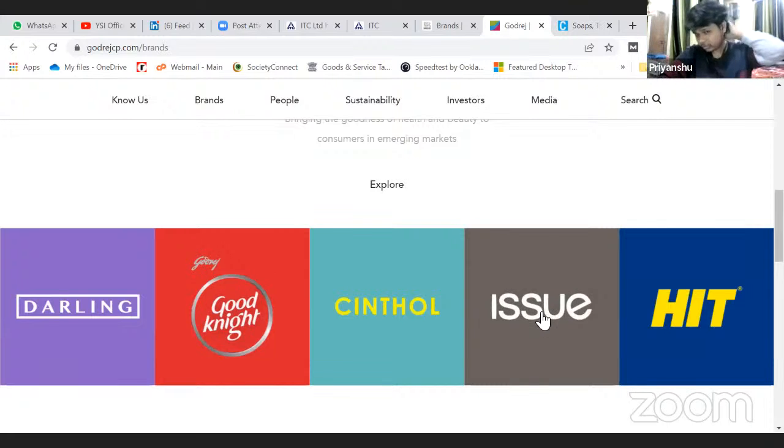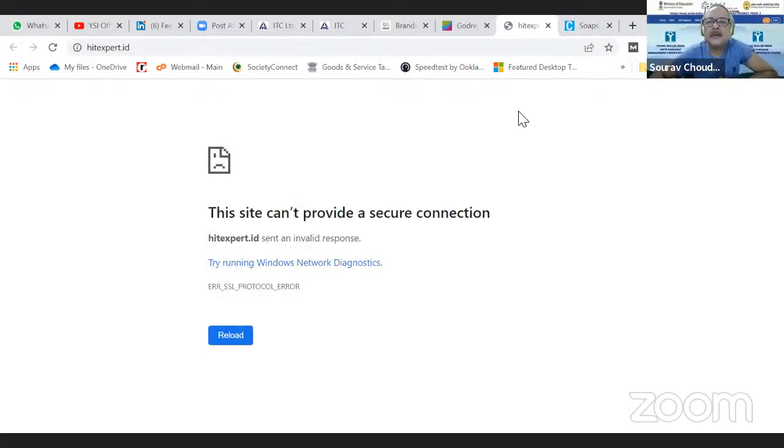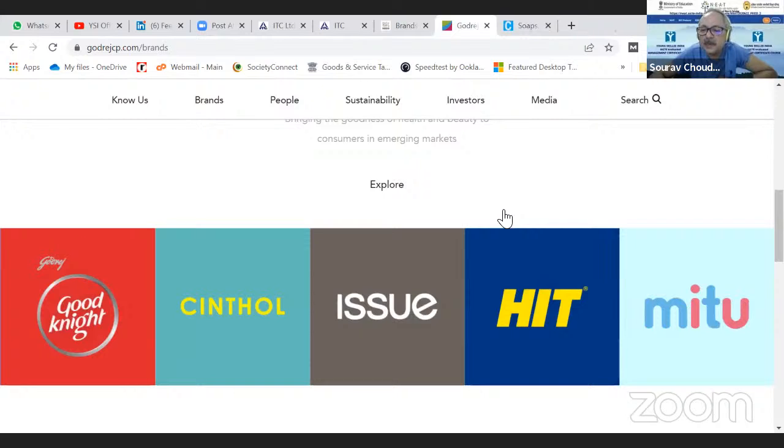So earlier Tata and Godrej were the same, right? Tata is always different. Both are Parsi guys, both are different.